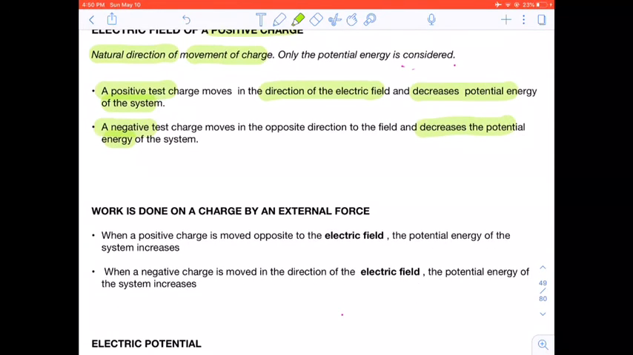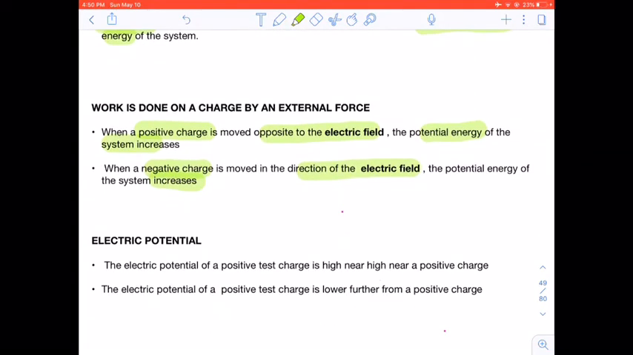Now, let's look at the work done. The work done on a charge by an external field. So when a positive charge is moved opposite to the electric field, the potential energy of the system increases. When a negative charge is moved in the direction of the electric field, right, the potential energy of the system increases.